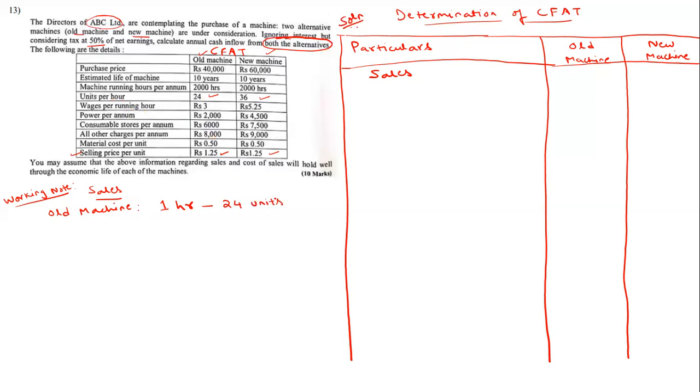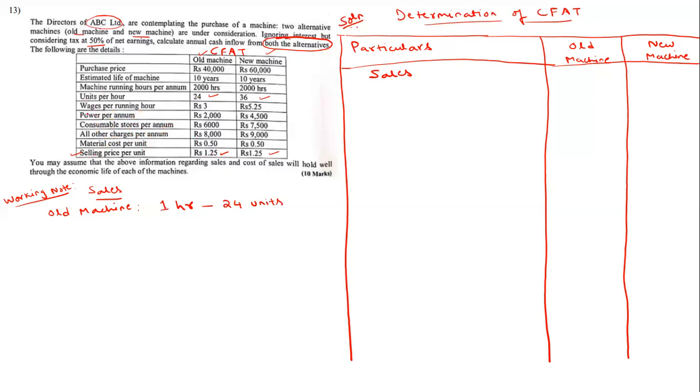And now if you look into the rest of the particulars, let's see whether we get any logic here to figure out the old machine units and the new machine units. But we got to know that using the old machine for 1 hour, we are getting 24 units. But we don't know how many total hours are used in a given time frame. Now, if you look at the wages per running hour, power per annum, consumable stores per annum, all other charges per annum, material cost per unit, and then selling price per unit 1.25.